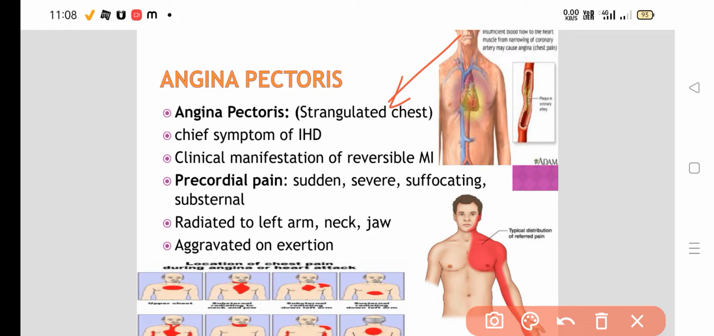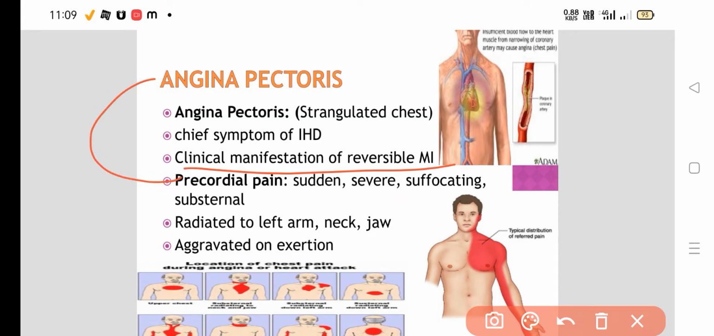Angina pectoris is the chief symptom of ischemic heart disease. We call it a strangulated chest. Why? Insufficient blood flow to the heart muscle from fixed narrowing of the coronary vessels may lead to angina, or chest pain. It is a chief symptom of IHD, or ischemic heart disease, or we can say it's a clinical manifestation of reversible MI.